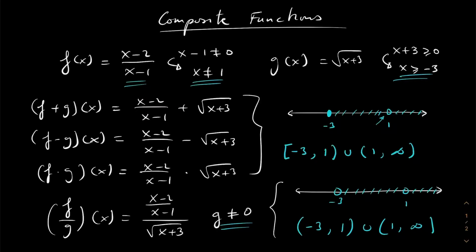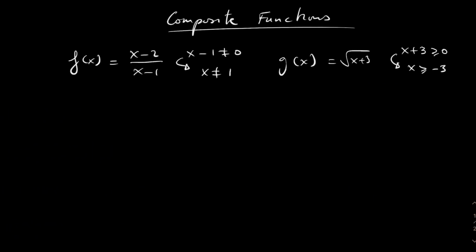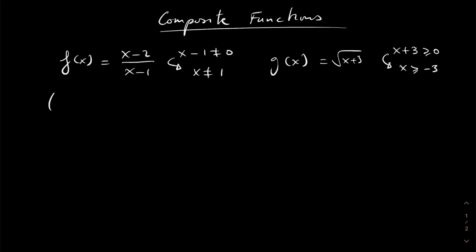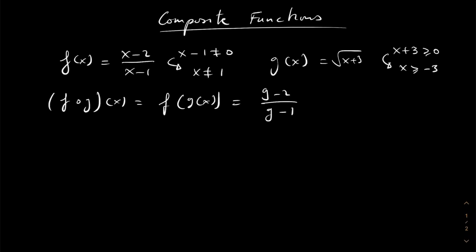Next, what happens when you have a composite function? When one function is the input to another function. For instance, when you have f of g of x. This expression right here is read f of g of x, and that's going to be equal to g of x minus 2 divided by g of x minus 1. Again, g of x here is considered to be the input to the function f. So wherever in the function f you see an x, you replace it by g of x. And so finally, that expression will become the square root of x plus 3 minus 2 divided by the square root of x plus 3 minus 1.